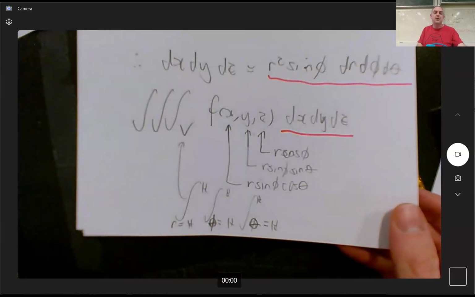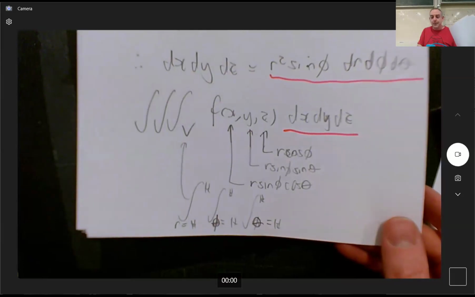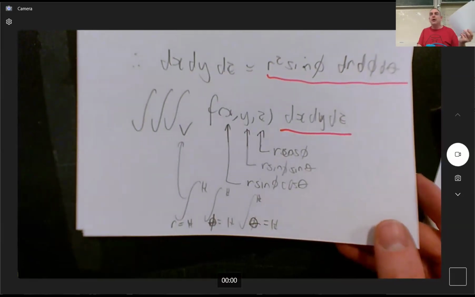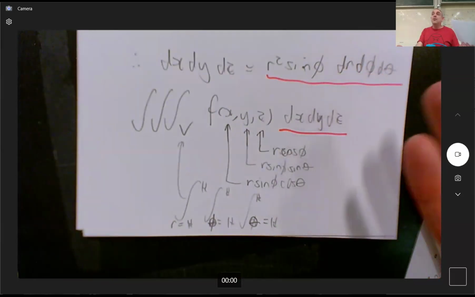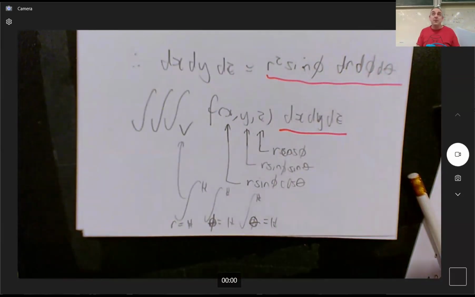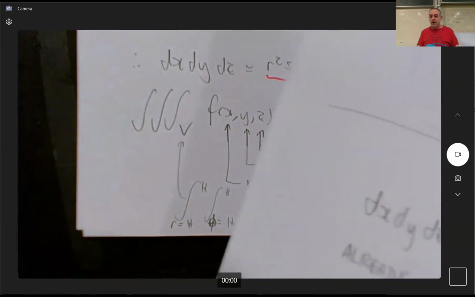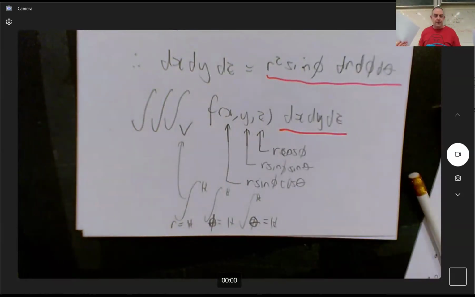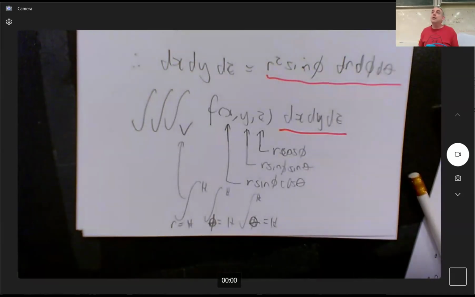So I'm also answering the question of what parameterizations are useful at the same time. Now, this is one of the traditional parameterizations, but if you were just given a random one with U's, V's, and W's, you would do exactly the same thing. You would figure out what X, Y, and Z were in terms of U, V, and W, and you would do all the partial derivatives, and you would do the determinant, and then you would replace the dx, dy, dz with whatever it is.